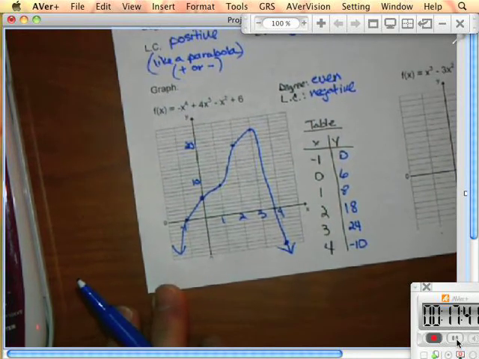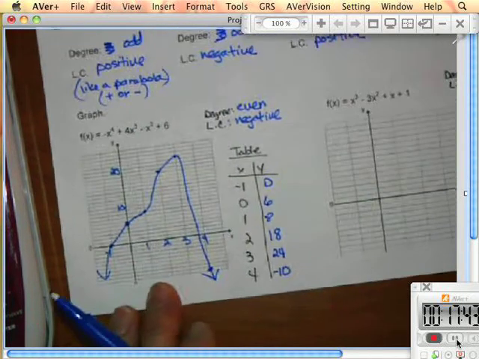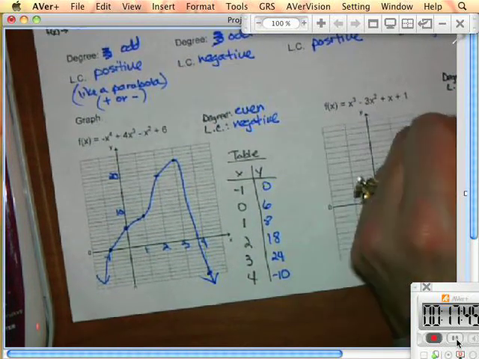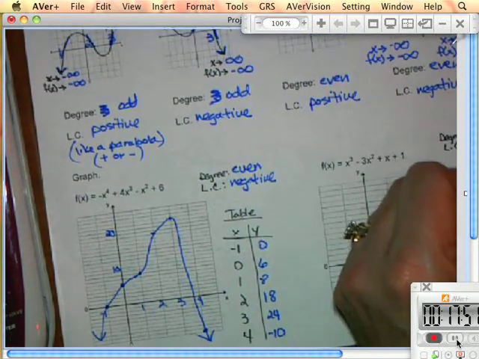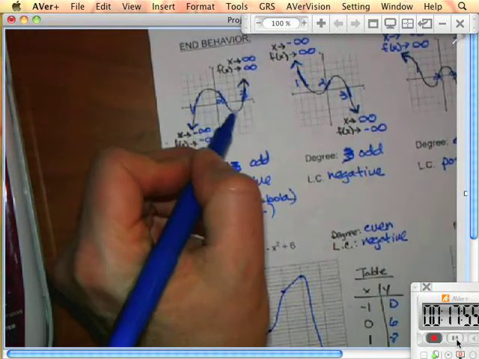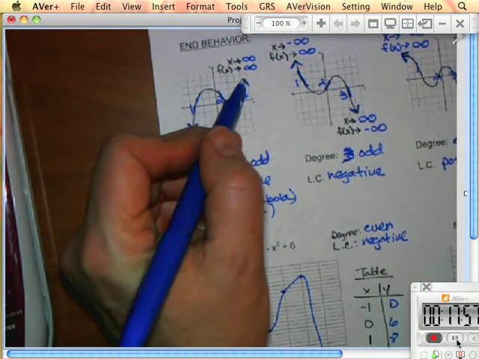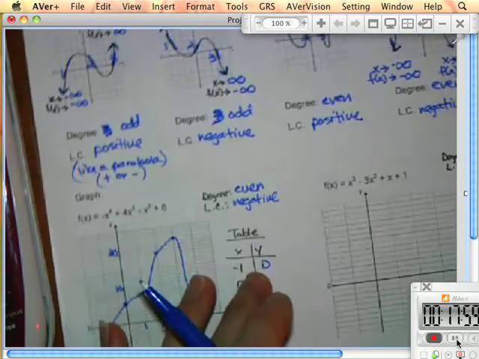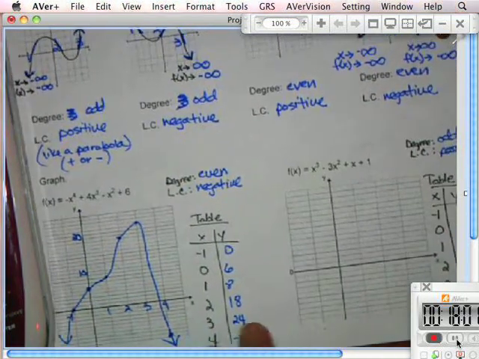So there you go. We're not going to do this one, but I do want you to notice that this is an odd degree, so it's going to look something like those, and it has a positive leading coefficient, which means that the right side end behavior is going to be going up. All right, and then you would just do the rest of that on your calculator. And that is that.